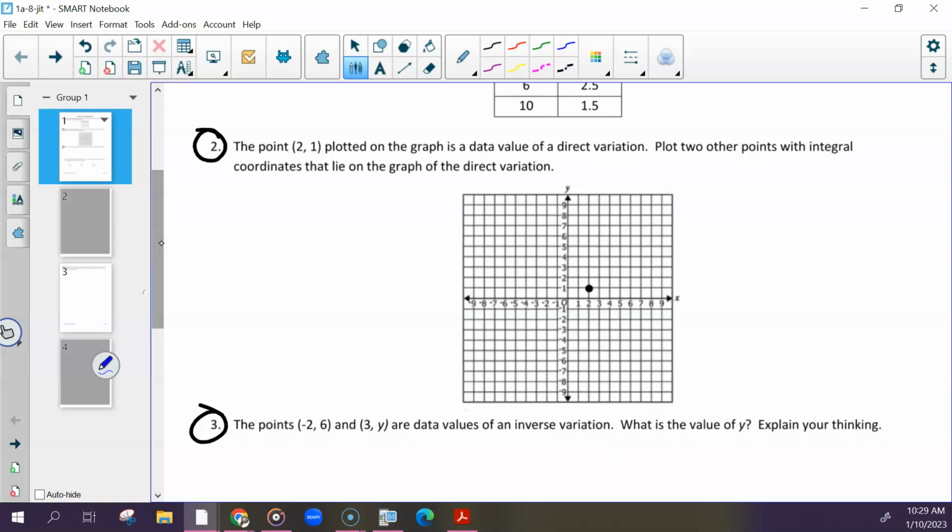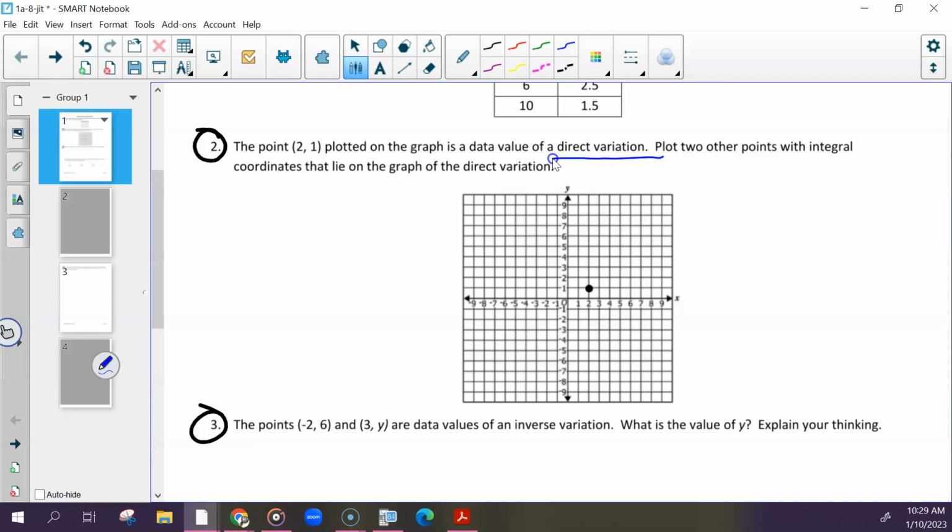Alright, let's start with those. And then if there are any others, we'll go back through them. So starting with number 2. This gives you a point plotted on the graph. It tells you it's a direct variation. So we need to remember a couple things.